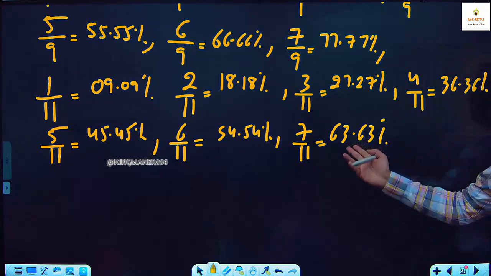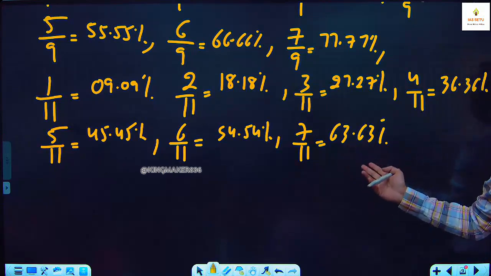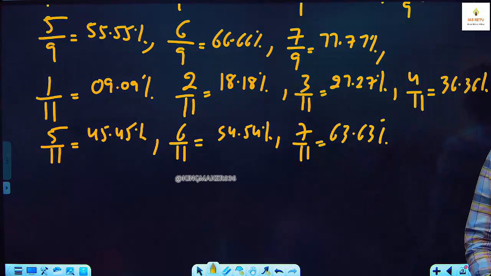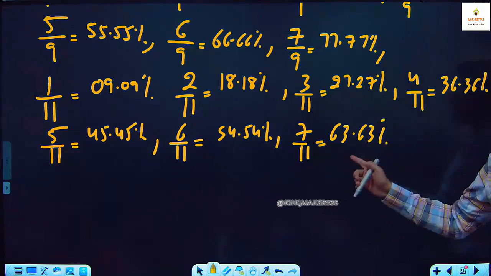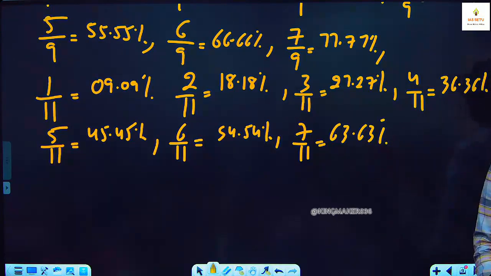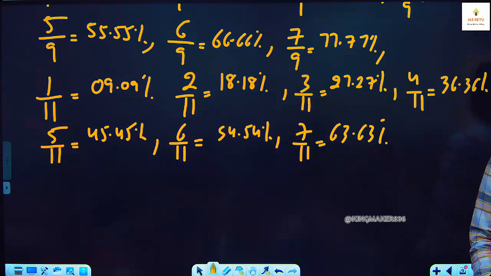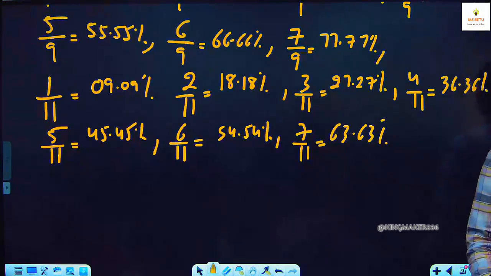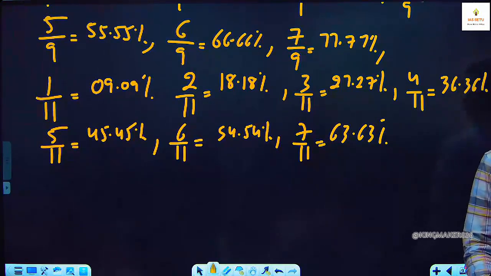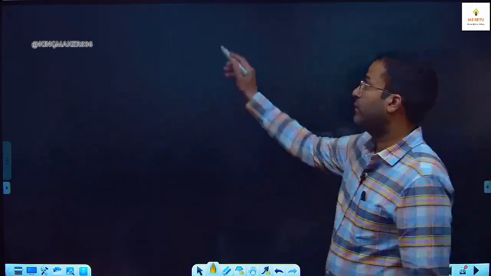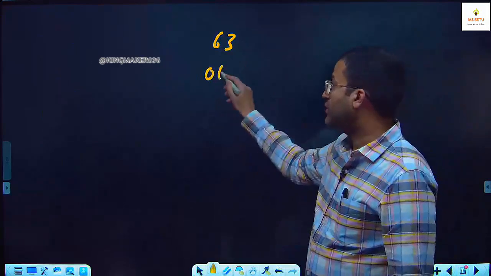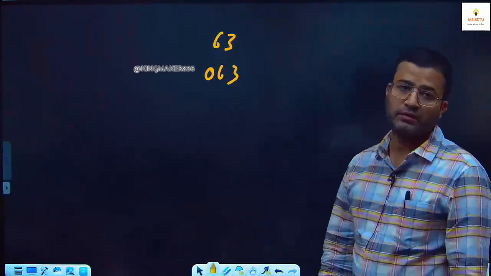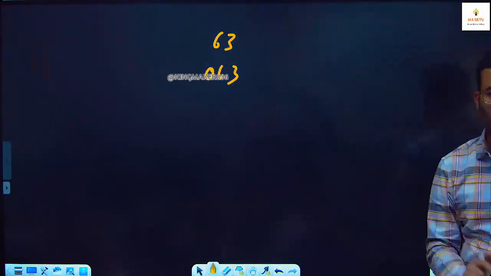Some students read it as sixty-three point sixty-three, but that is the wrong way. After the decimal, we read individual digits. Never read it like that; it is six three. I tell you the reason behind this. Why is there a rule that after the decimal, we have to read individual digits? What is this? What is this? We read it as 63 only.